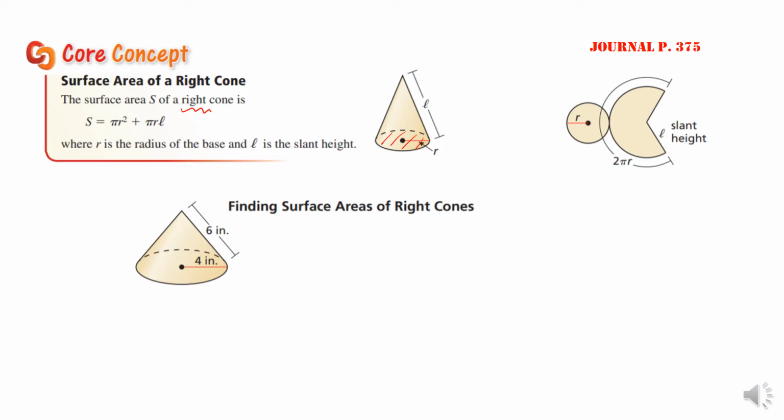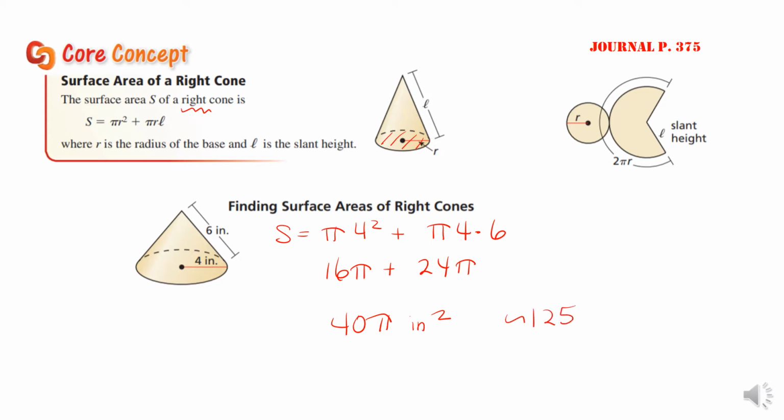So here we have it here. So we're going to go surface area equals pi, my radius is 4 squared, plus pi times my radius times 6. So that'd be 16 pi plus 24 pi, and you add those together and you get 40 pi. Okay, now that would be the final answer. Remember that surface area is in units squared because it's an area, not a volume. If you wanted to write that out, it would be approximately 125.66 inches squared.